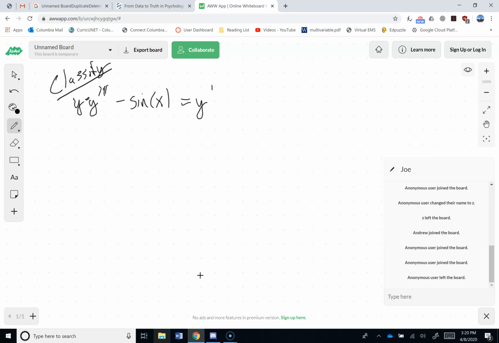So what am I seeing here? What am I looking at? What are important things I see? Order. Okay, so I see this y triple prime, right? I see a y prime also and a y. So that tells me that I have, at the very least, a third order.